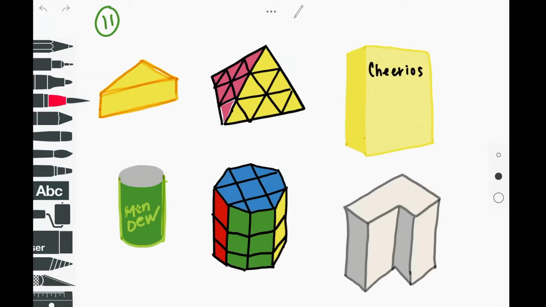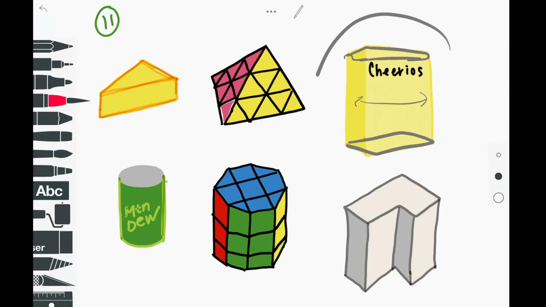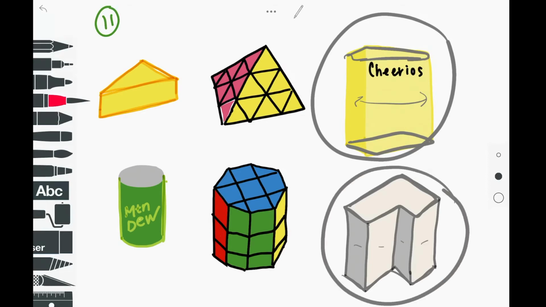And then number 11, remember that to be a prism, you have to have two congruent base shapes. So like the Cheerios box has the rectangle on the top and the rectangle on the bottom. I'm not a good drawer. And then it has rectangles connecting them all around the sides. So that's a great prism. Same thing with the building. We've got the same shape on the top as we do on the bottom here. And then all these side pieces would be rectangles, so that is definitely a prism.